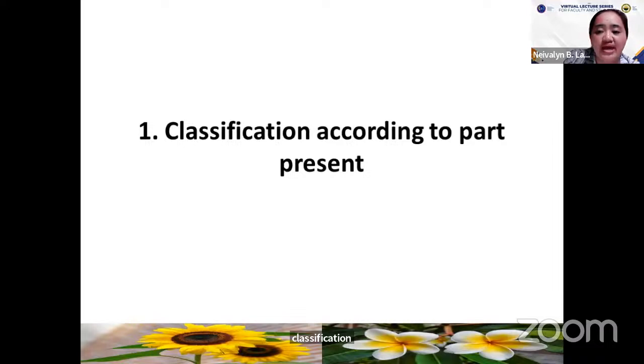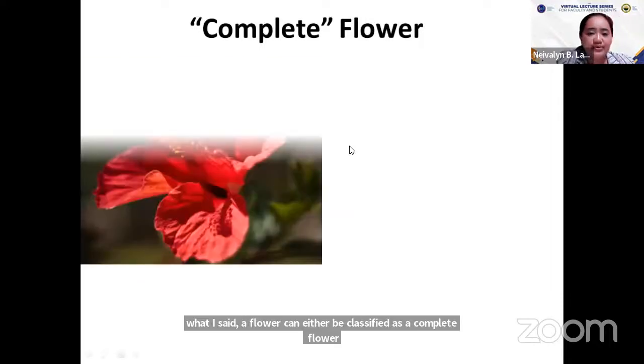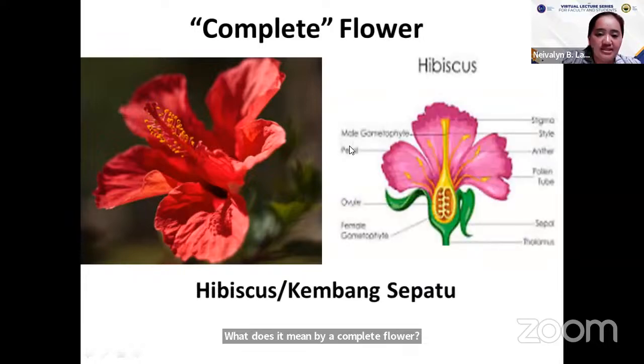First, we have the classification according to part present. Like what I said, a flower can be classified as a complete flower. What does it mean by a complete flower? When we say a flower is complete, it means we can see there the male and female reproductive parts.